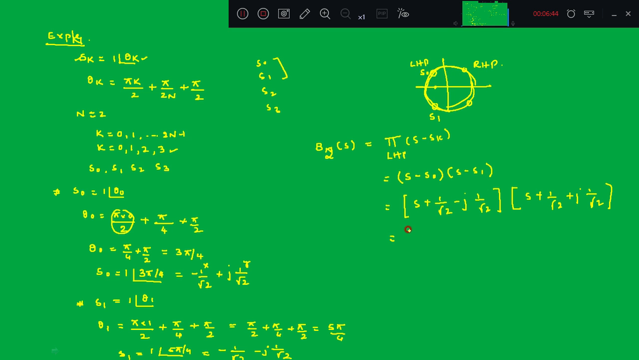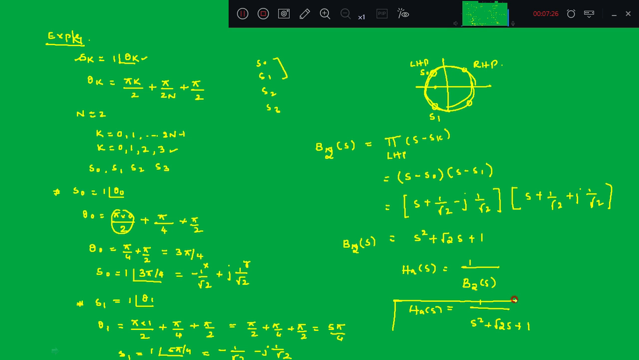So if you simplify this one, you will get S square plus root 2 times S plus 1. So this is the second order Butterworth polynomial, right? Then how to find the analog transfer function? H of S is equal to 1 divided by Bn of S, or B2 of S, that is 1 divided by S square plus square root of 2 times S plus 1, that is equal to H of S, right?